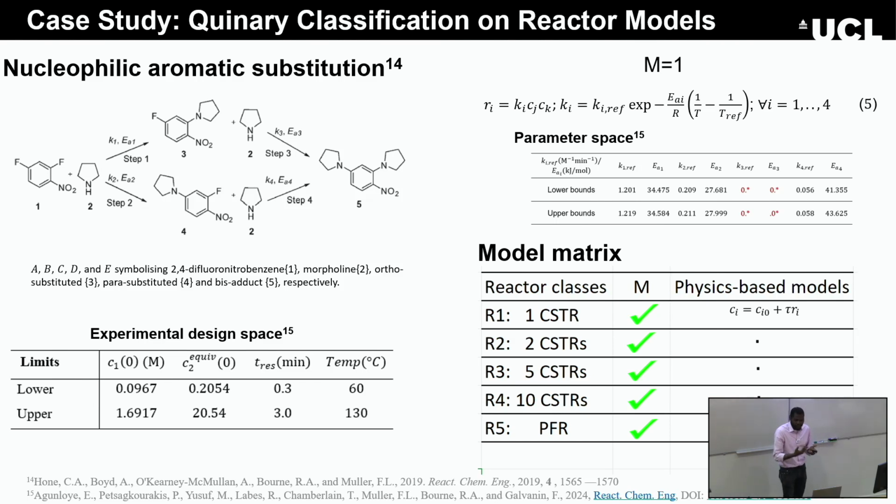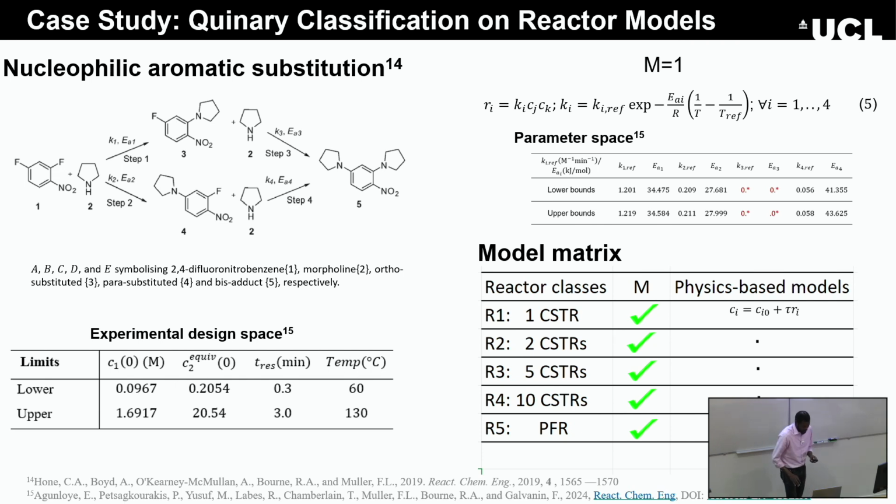In this case, we have only one kinetic model, but we tested for different reactor classes considering their hydrodynamics. One is when we have only one CSTR, two CSTRs, 5 CSTRs in series, 10 CSTRs in series, and then finally the plug flow reactor. We have models describing all these reactors listed as shown in the table.